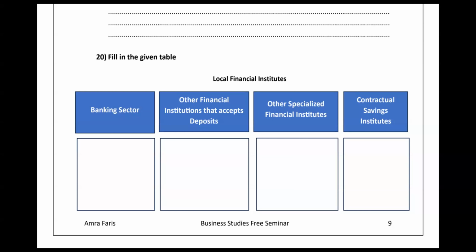Then later they use this money to invest and help people save for the future. They are making people invest for their future and save it for the future. That is what we call a contractual savings institution.